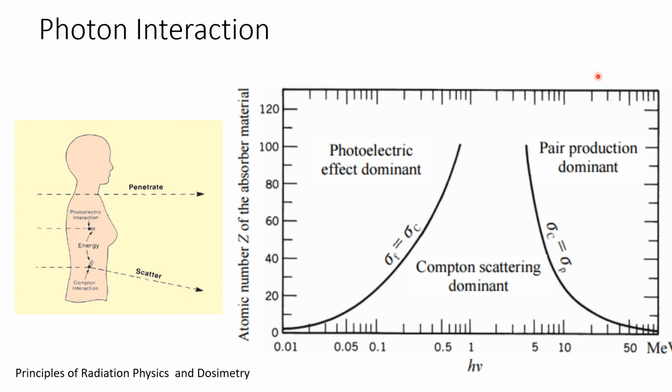Pair production does not occur with photon energy under 1.022 MeV. Once this threshold is reached, it becomes more likely as photon energy increases. Pair production is related to the atomic number of the material through Z squared.